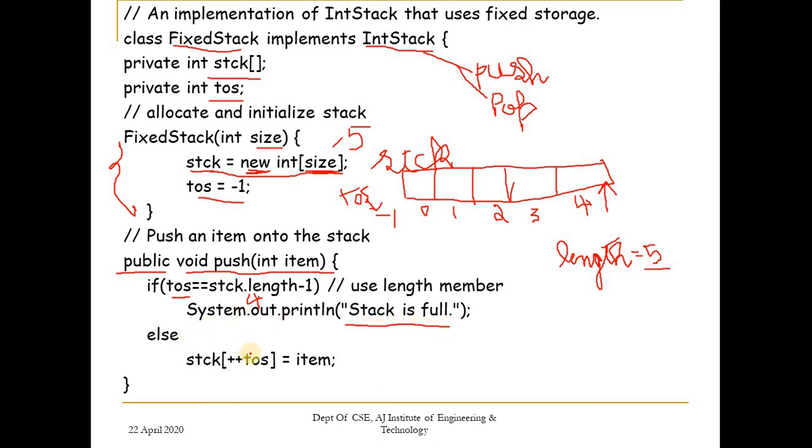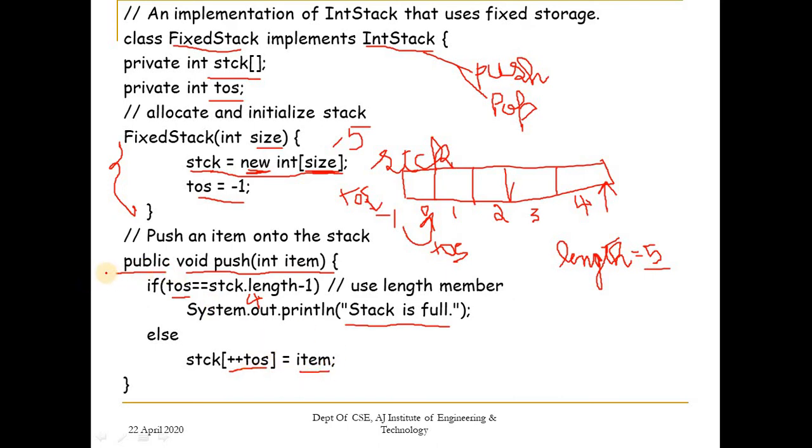Else what you will do? First you have to increment the top of stack. You all know that before pushing an element we have to pre-increment. Initially it will be -1. So first time you are pushing an element means first you have to increment top of stack. When you increment -1 it becomes 0. So first pre-increment the top of stack and then push the item to the stack.